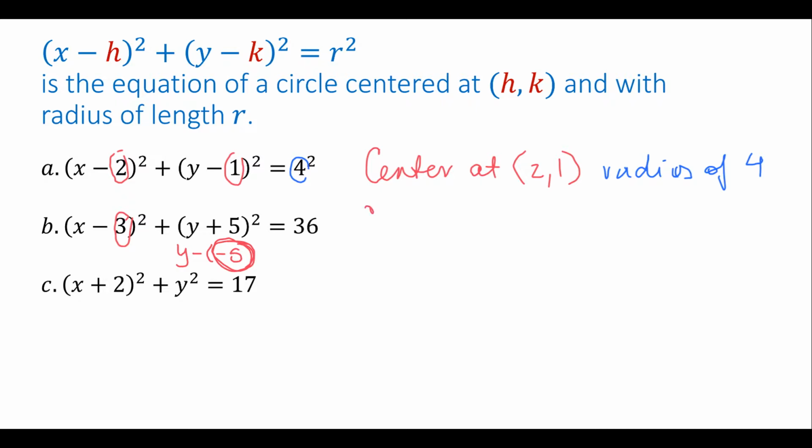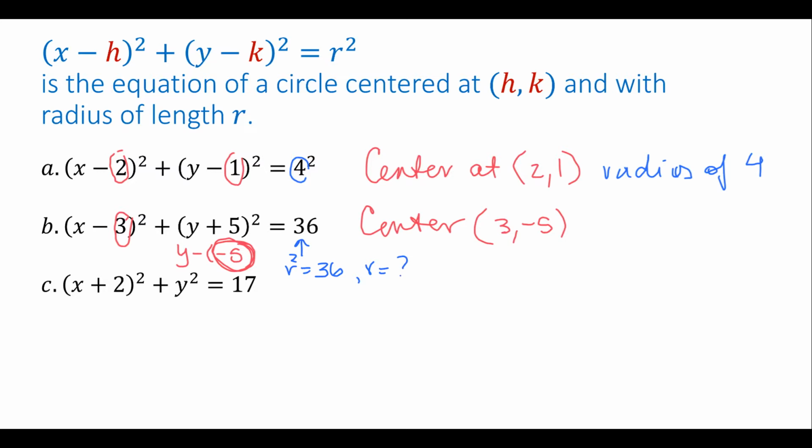So then my center for part B is at 3, negative 5. And then let's go ahead and look at the radius. What is the radius? Well, the radius is whatever this number at the end is, that's the radius squared. So this number 36, that is r squared. So if r squared is 36, what must r be?